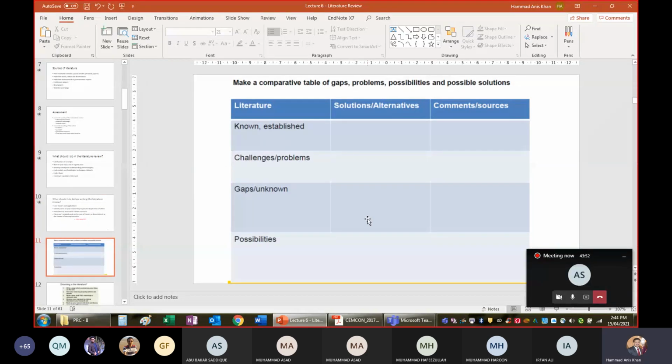Finding gaps can be done by making some tables. For each research paper you can write down what are the established parameters, what are the challenges or the problems which were tackled, what are the gaps or unknowns which were left behind, and what are the possibilities. If you do this on every research article, then you will be able to find out a gap and a possibility very easily.